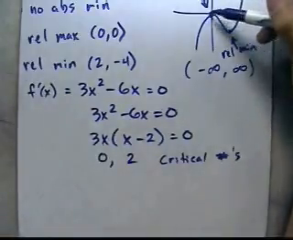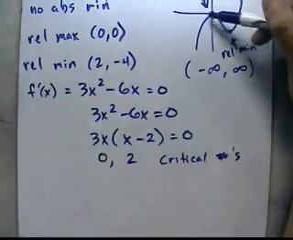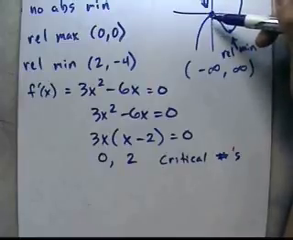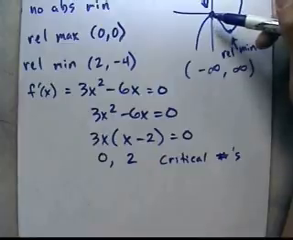Now, maximums only occur at critical points. That's the only time they occur. So you can't have a maximum or minimum that doesn't occur at a critical point. It's impossible. There's a fancy proof for that, we'll go for it later. Critical points are the only spots where relative maximums and minimums happen.